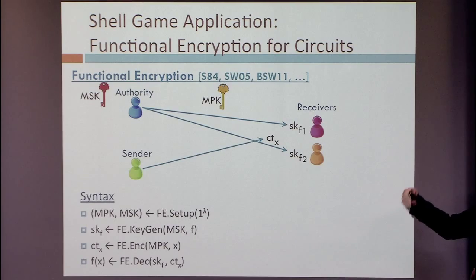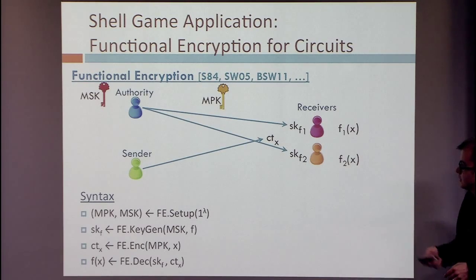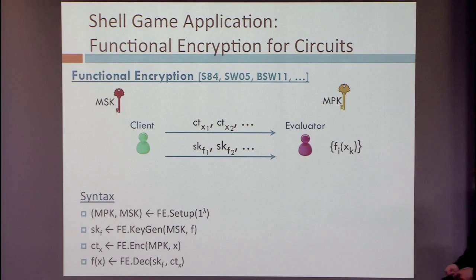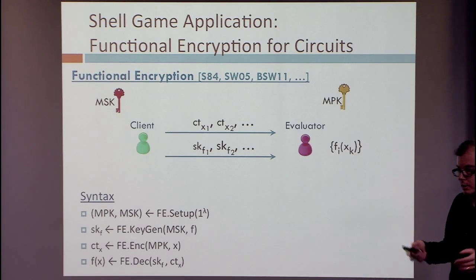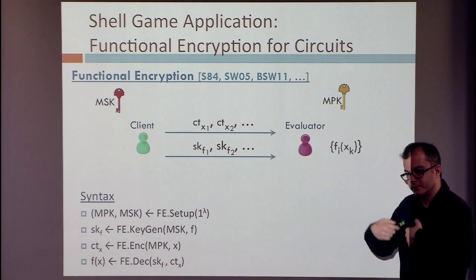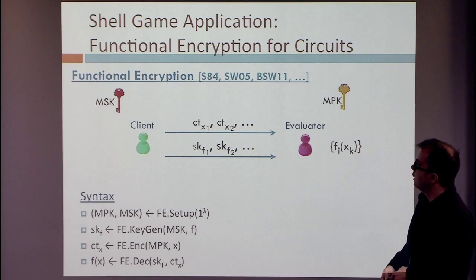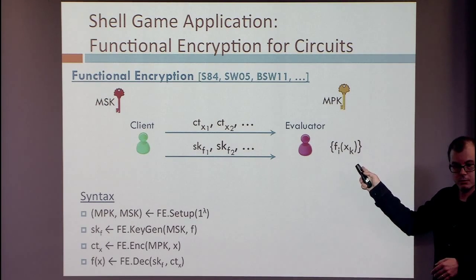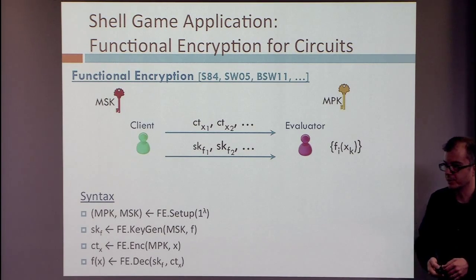Then some sender comes along and uses the master public key to create a ciphertext that encrypts some value x. And what the receiver should get are their particular functions of that x. Sometimes it's nice to look at it as sort of a delegation scheme, or to compare it to fully homomorphic encryption. So in the cloud scenario in fully homomorphic encryption, you send your encrypted data. The cloud can compute whatever function it likes on your encrypted data and send it back to you. In functional encryption, the cloud or whatever is committed to this particular function that it can compute on your data, and then it can send that back to you.